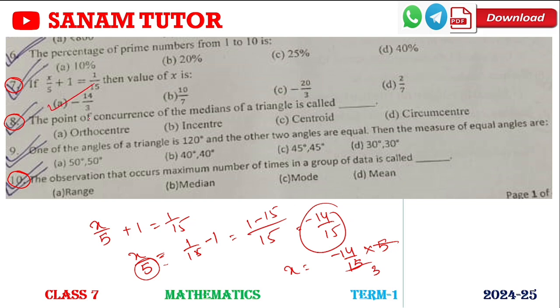Next question: the point of concurrence of the medians, directly repeated. So the answer is centroid.